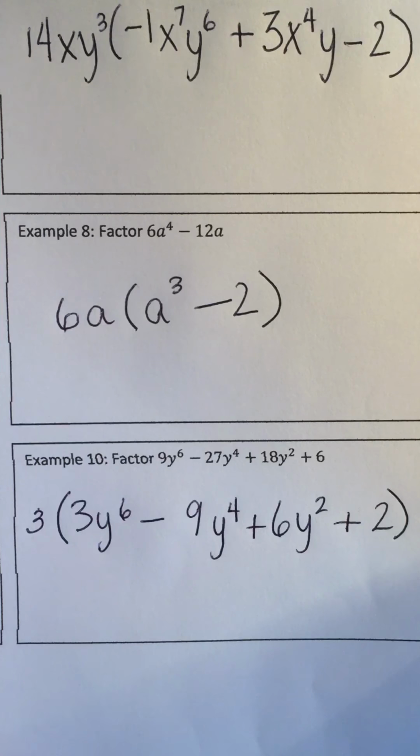That is factoring out the greatest common factor, section 8.1, common factors.